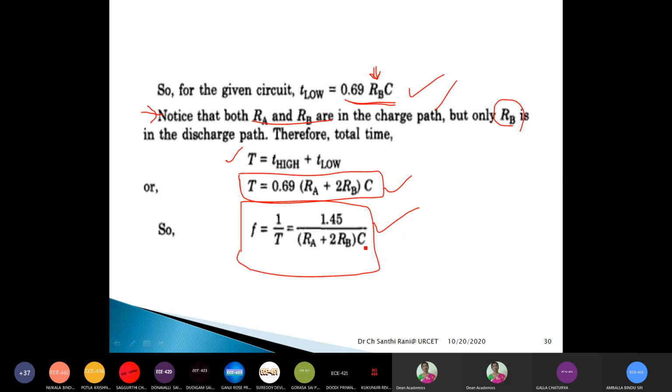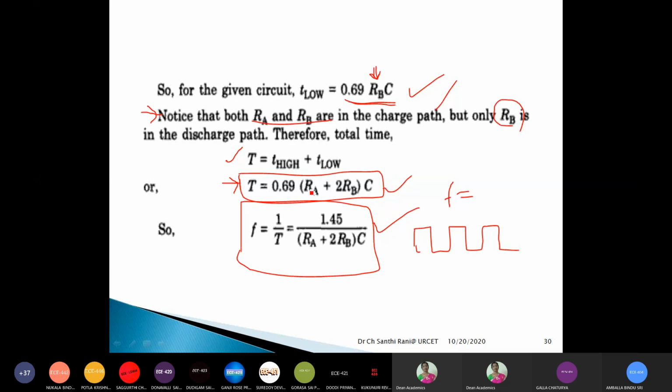Okay. So this is what about the frequency. That means free running frequency, that means the output frequency. The output of the astable multivibrator is like a square wave, and this is also called a free running oscillator. Therefore, this frequency is also called free running frequency. So the free running frequency for this astable multivibrator is 1.45 divided by RA plus 2RB into C, right?